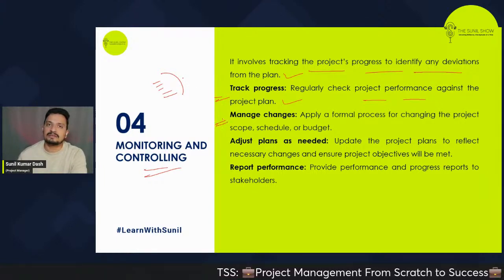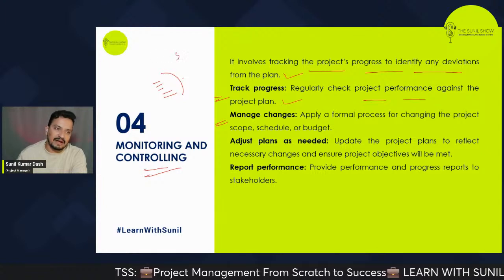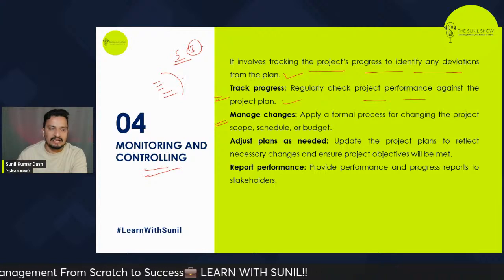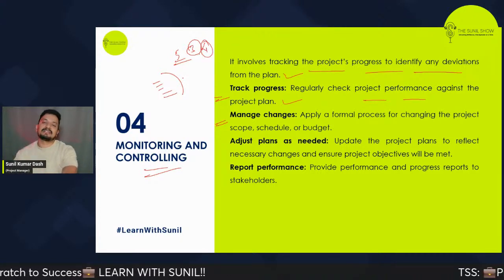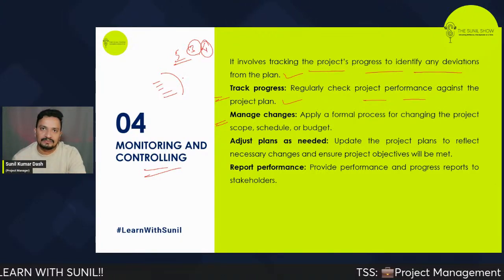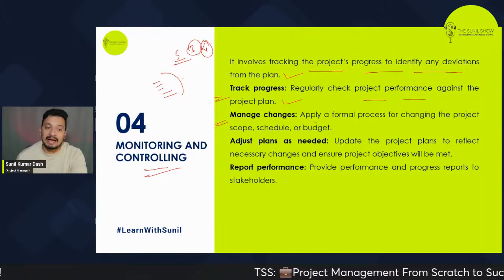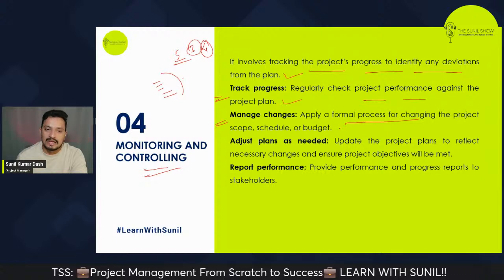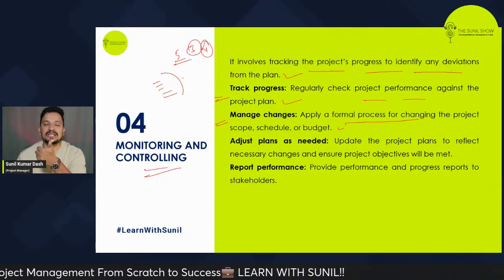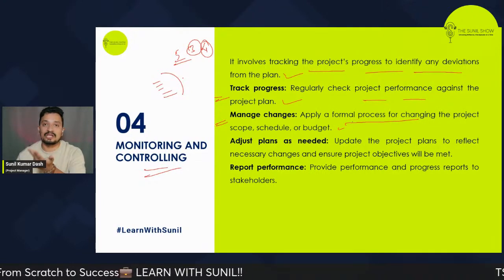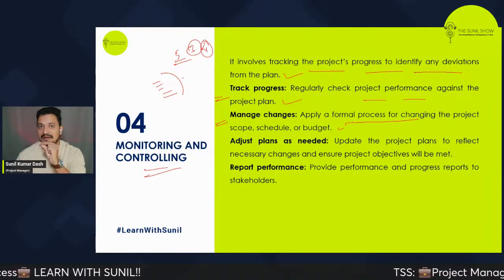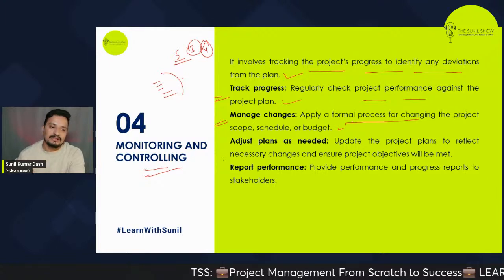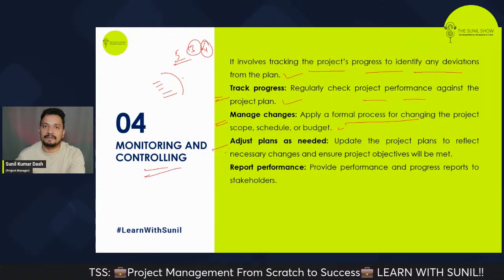Then manage changes. So the team is assigned five activities for the day. They have already accomplished the third activity, and for the fourth, the customer came up with some changes. So you as a project manager, you need to manage the change. Apply a formal process for changing the project scope, schedule, and budget. There may be a change in the scope, maybe a change in the schedule, maybe a change in the budget. These three parameters, you as a project manager effectively take control of. Then adjust plans as needed.